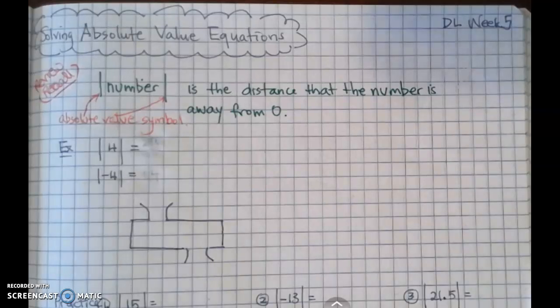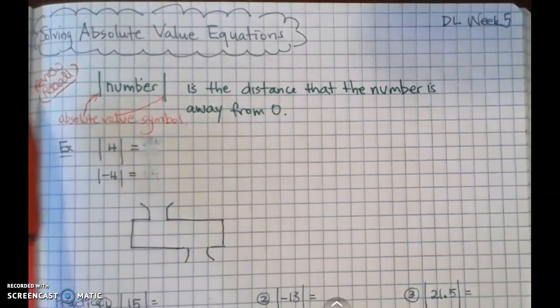Welcome. This is the second lesson recording for week 5 of distance learning in IM2. So we are going to delve into solving absolute value equations. We know how to solve one variable equations and two variable equations, and now we're going to go into absolute value equations. So before we get into that, we're going to quickly review or recall what we know already.